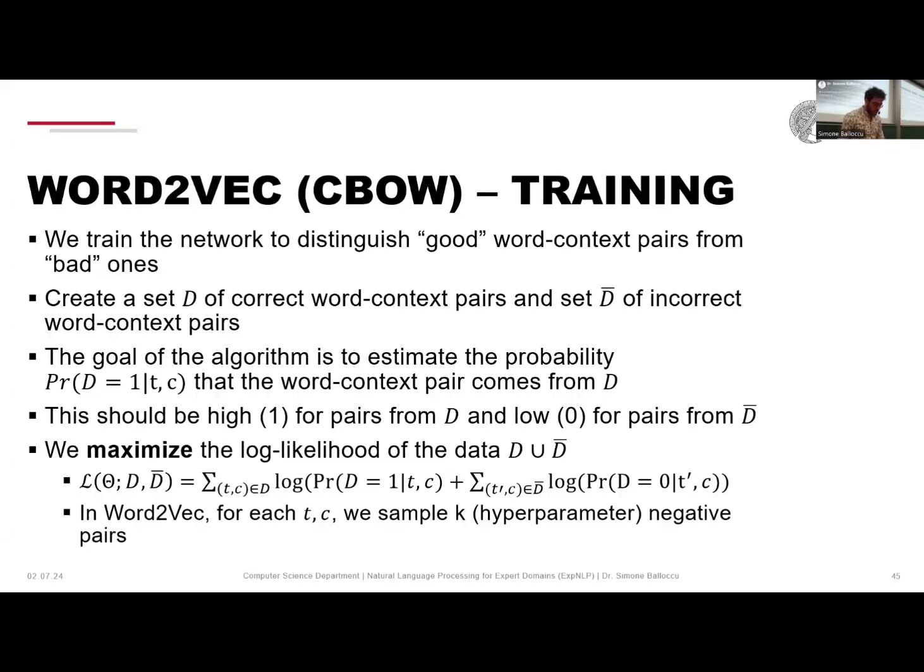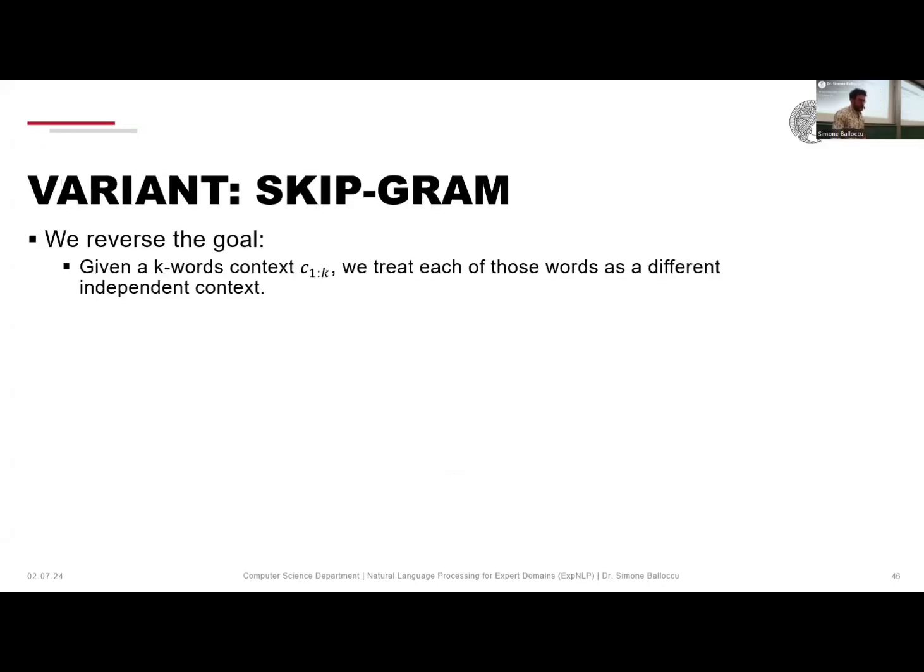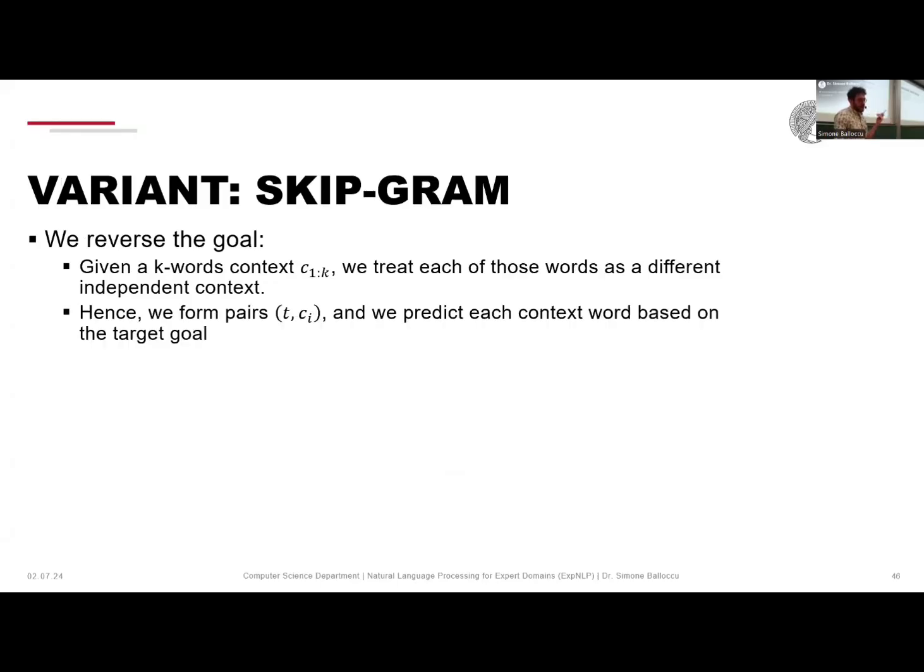Okay, good to go. Variant: skipgram. We reverse the goal. Now we treat each of the context words as an independent context, and we try to predict the context word from the target. So before we had, for example, "I love studying". We had love, and tried to predict love from I and studying. Now we try to predict I given love and studying given love. So we create more tasks.